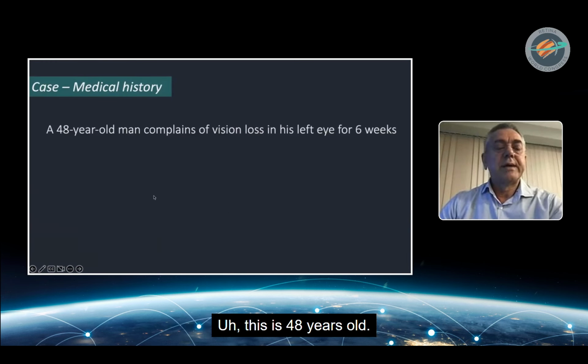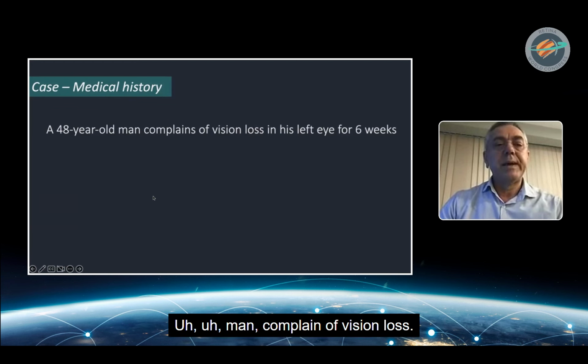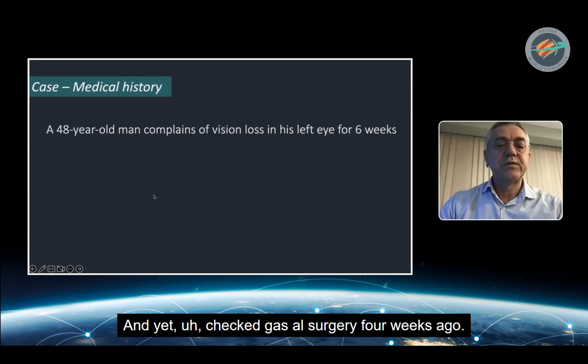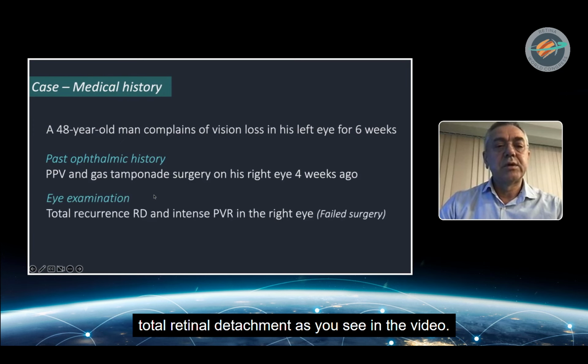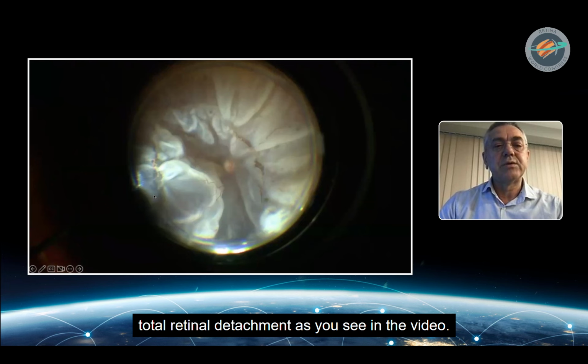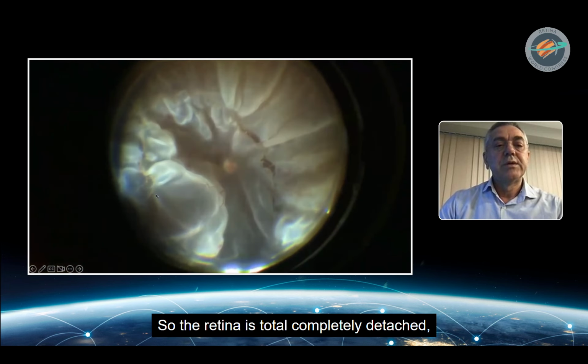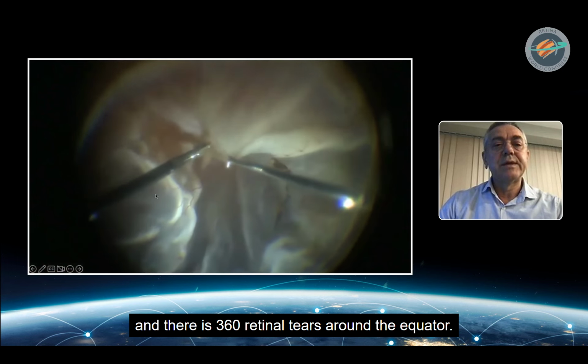This is a 48-year-old man. He complained of vision loss for 6 weeks, and he had vitrectomy surgery 4 weeks ago in another center, then was referred to me with recurrent total retinal detachment, as you see in the video. So the retina is completely detached, and there are 360 degree retinal tears around the equator.